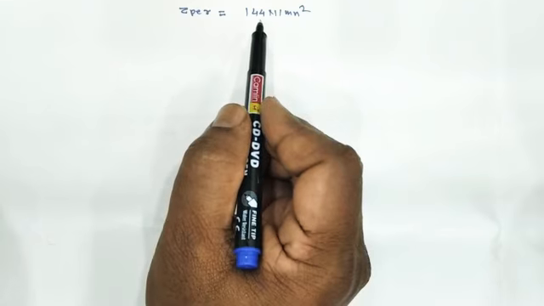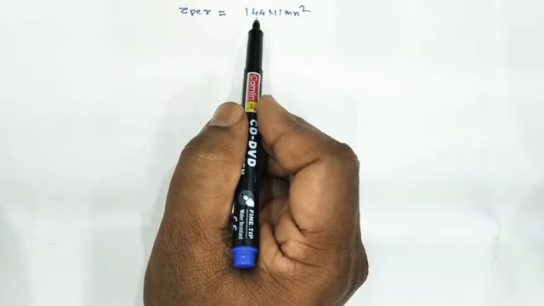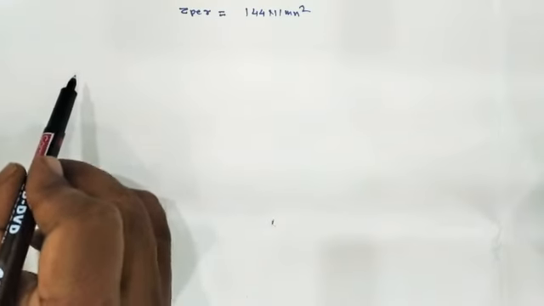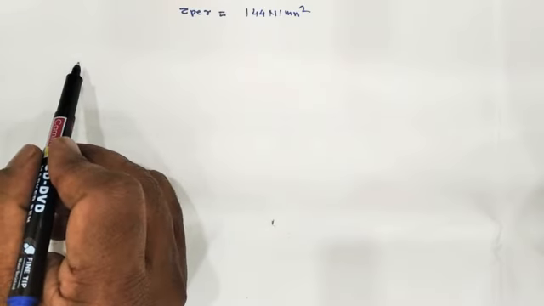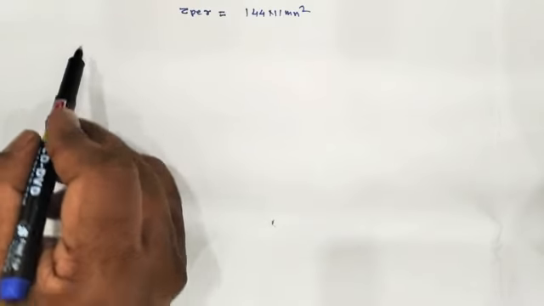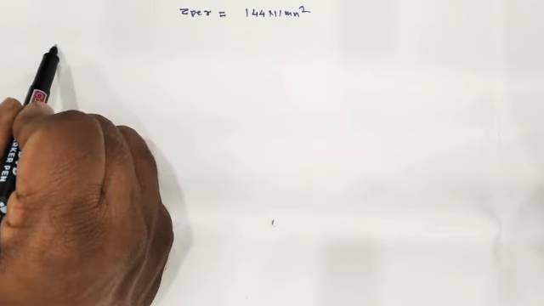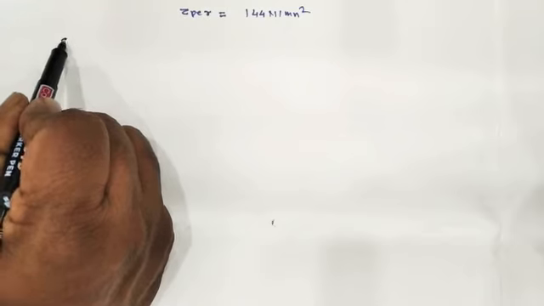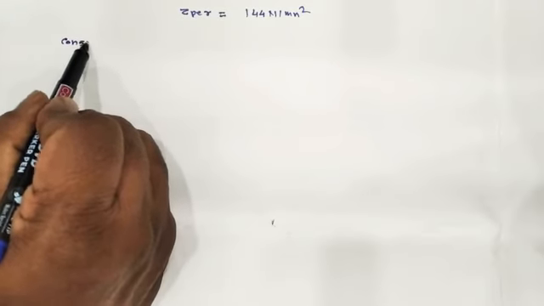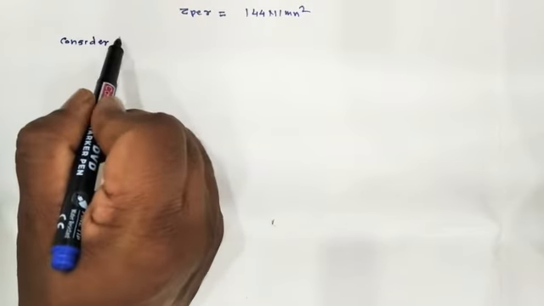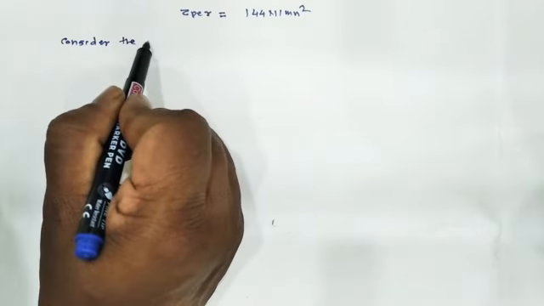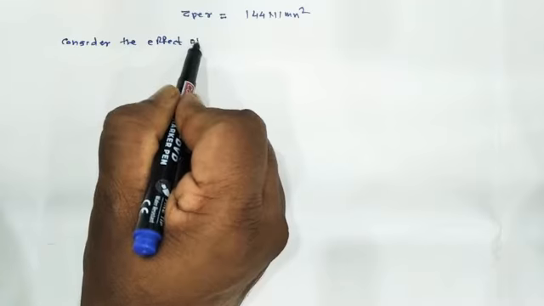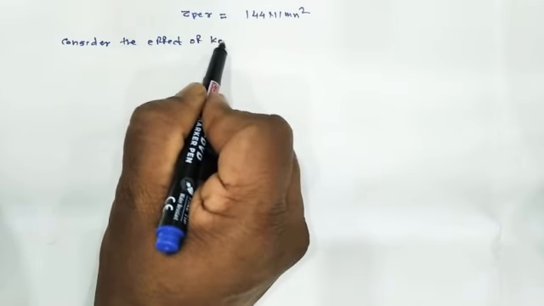Now two pulleys are mounted on a shaft, and we know for a transmission shaft the pulleys are keyed to the shaft. Therefore there is a need to consider the effect of the keyway. So you write here: consider the effect of keyway.